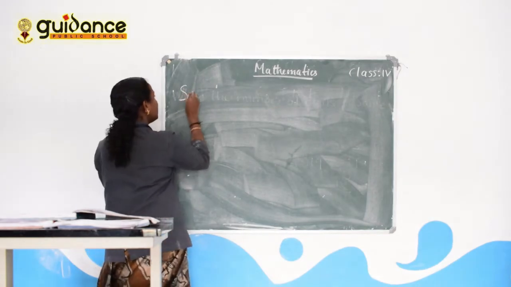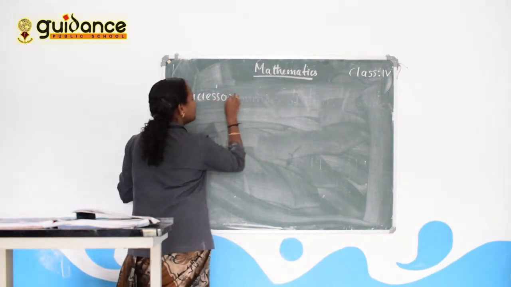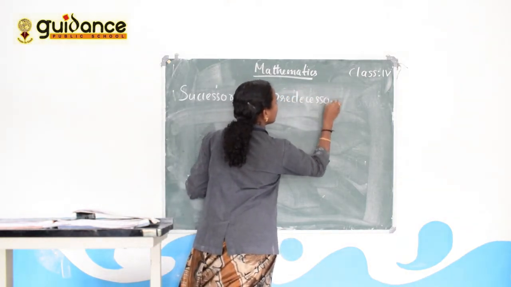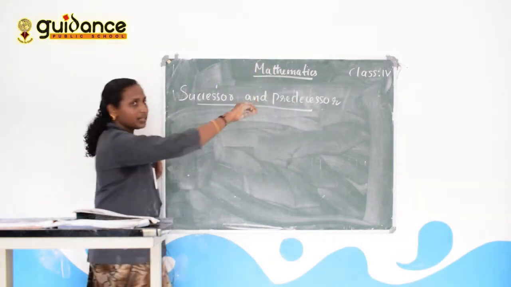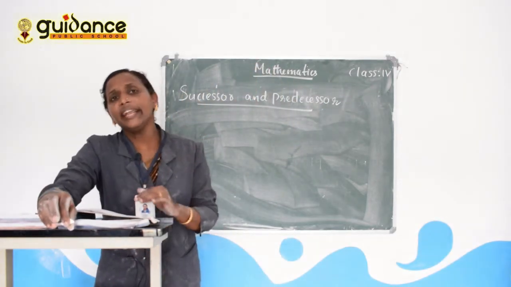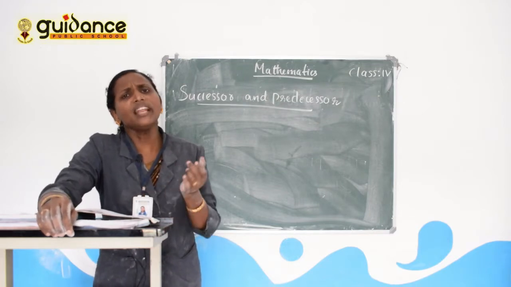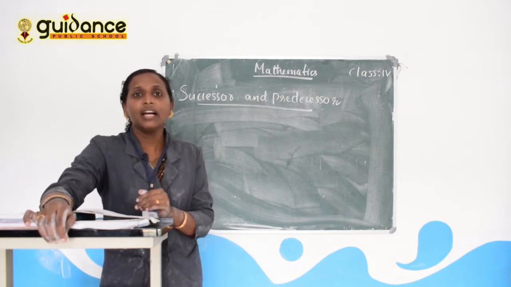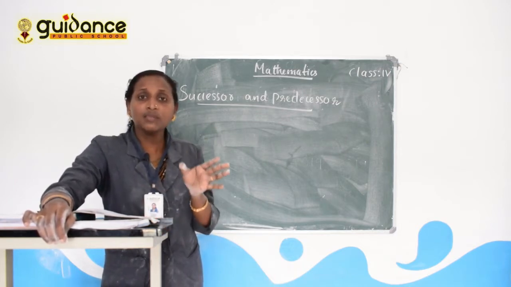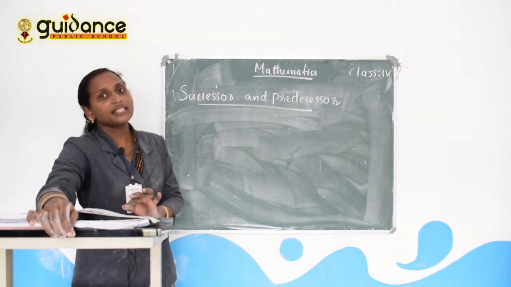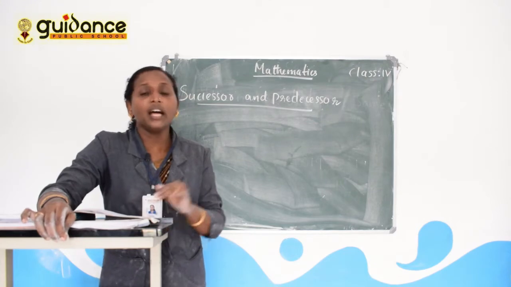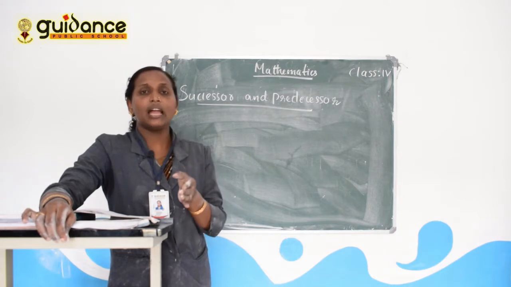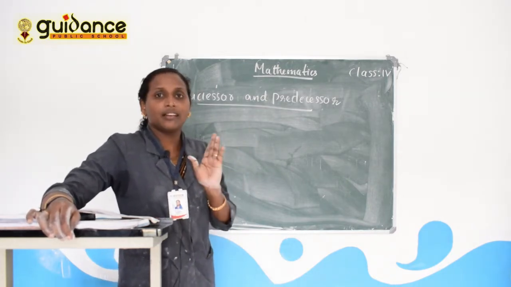Successor and predecessor. You studied successor in the third class. So what is a successor? The successor of a number is the number that just comes after it. That means the next number is the successor.